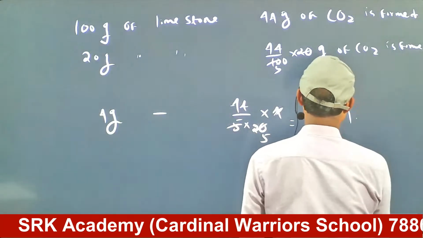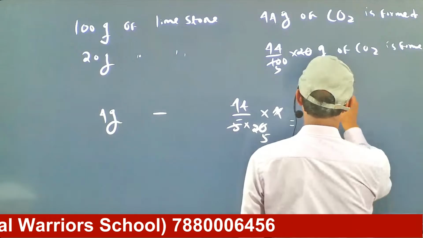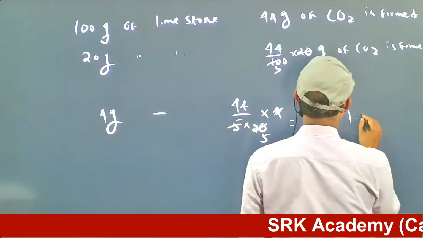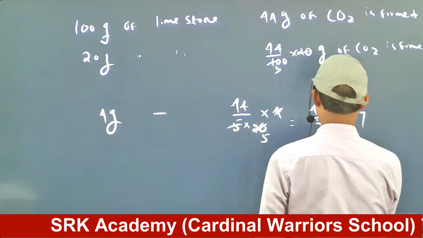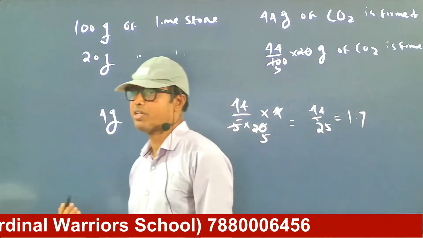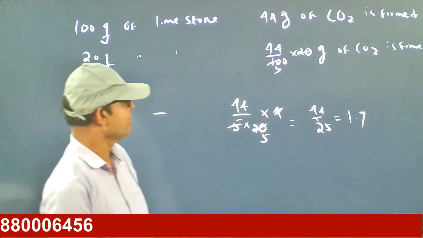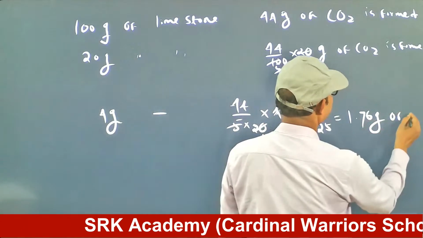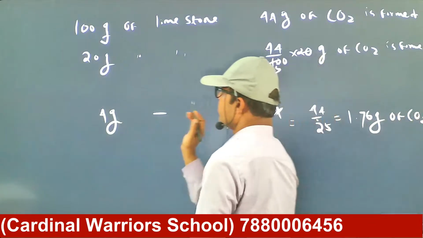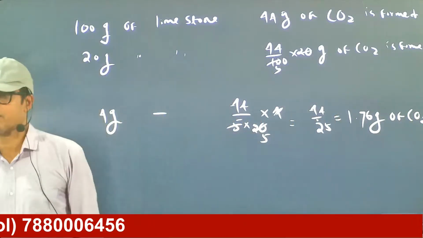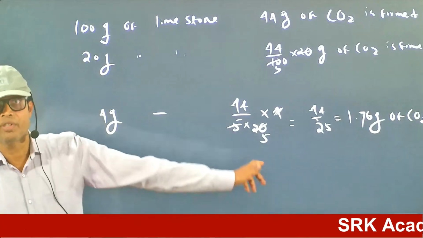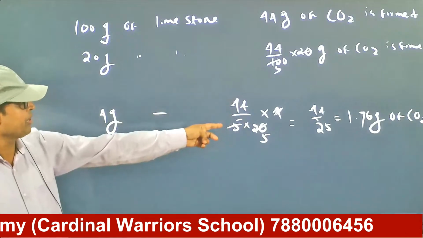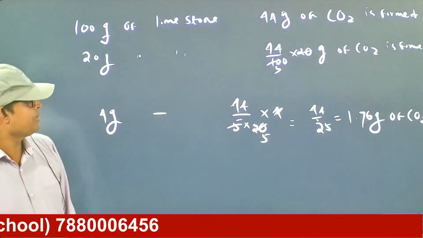25 ones are 25. How much is left? So this is 44 upon 25, which gives 1.76, that is 1.6 gram. 1.6 gram of carbon dioxide. Try to understand this. 20 percentage pure, if you take the pure form of calcium carbonate out of 4 gram, how much are you going to get? So this much, right?